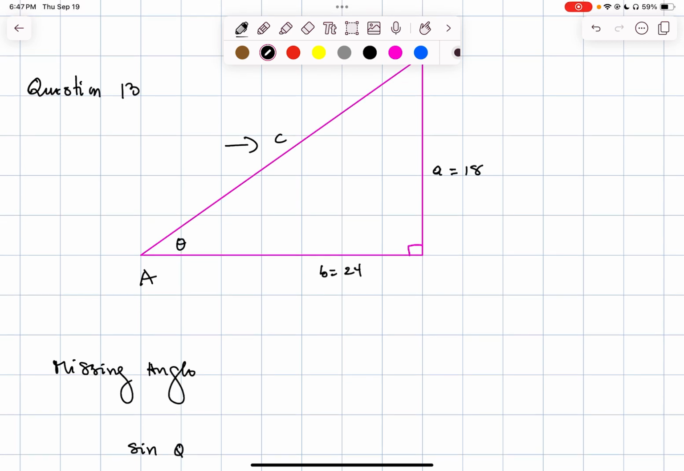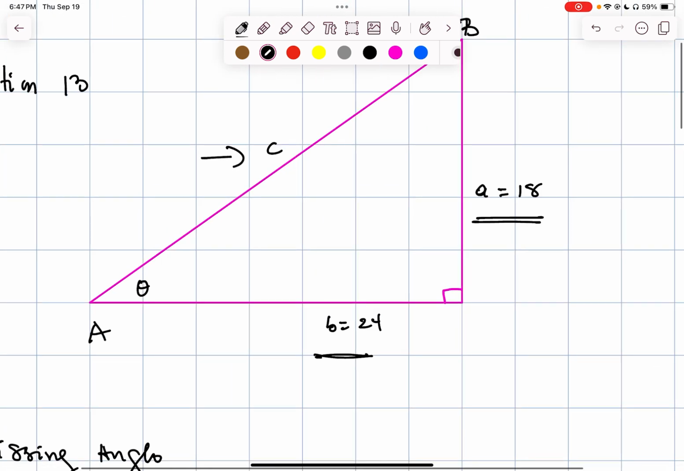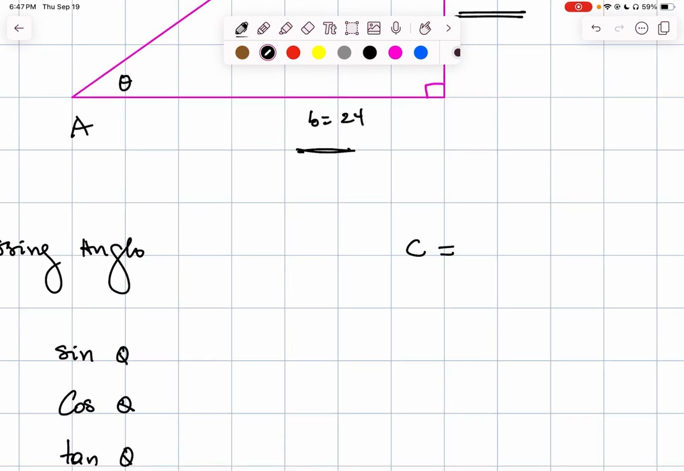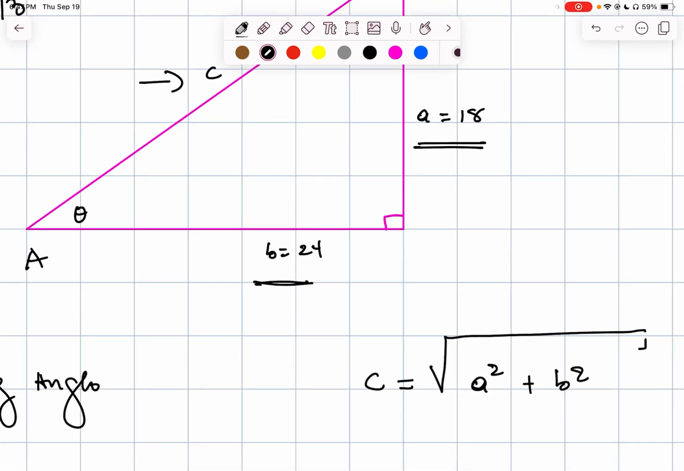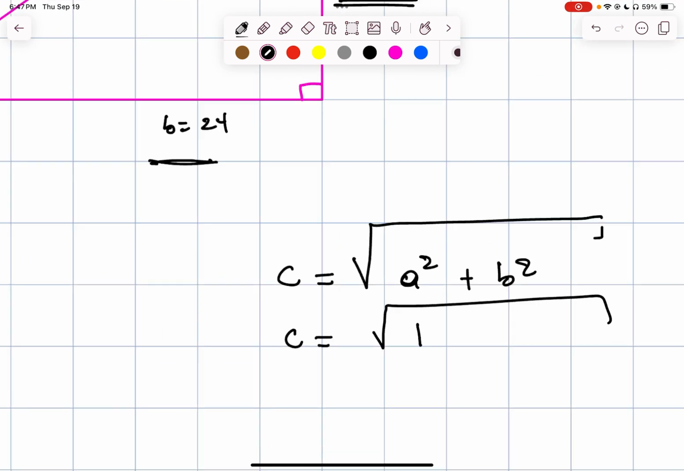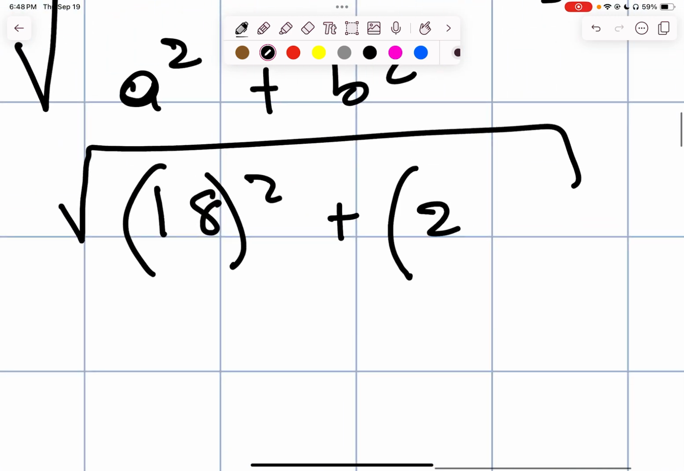In order to do so, we're going to use the two measurements that they gave us, the 24 and the 18. First of all, we write down the missing side, which is C. We don't have any number for C, so we're going to write it down. C is equal to the square root of A squared plus B squared. Going back to the graphic, A is 18, so C is still going to be C for now, and A squared will be 18 squared because A is equal to 18, plus B is 24, so it's going to be 24 squared.